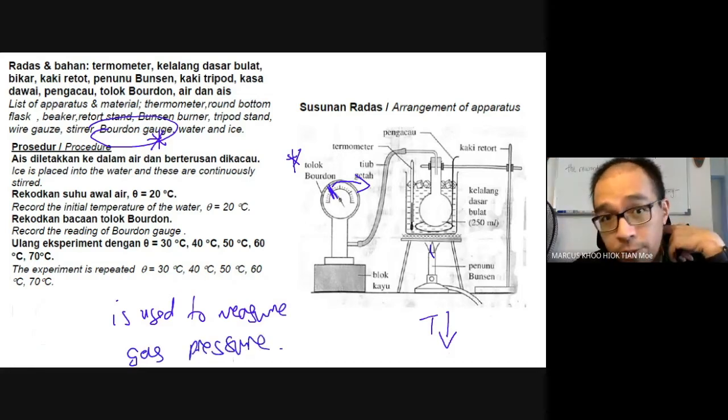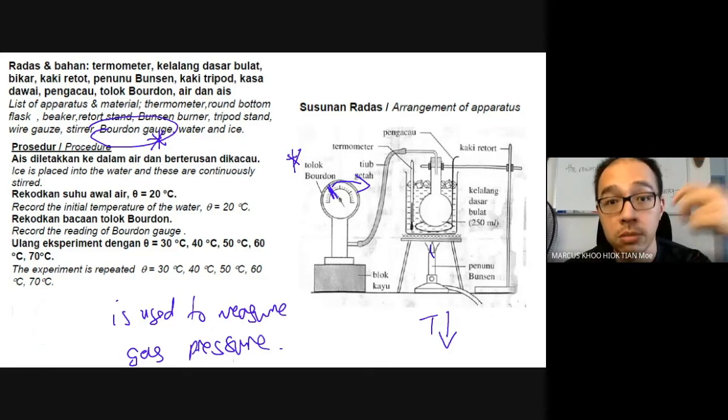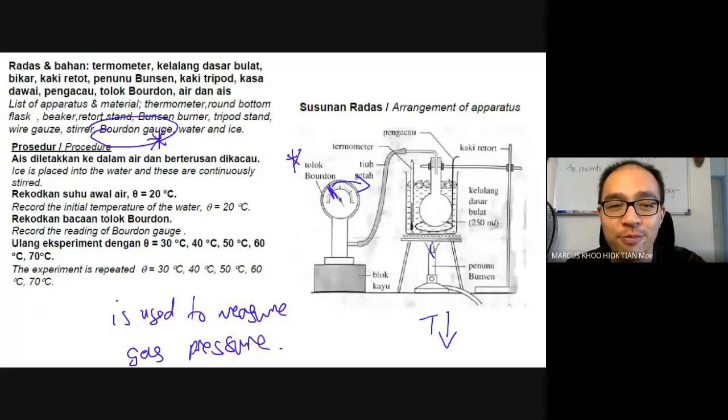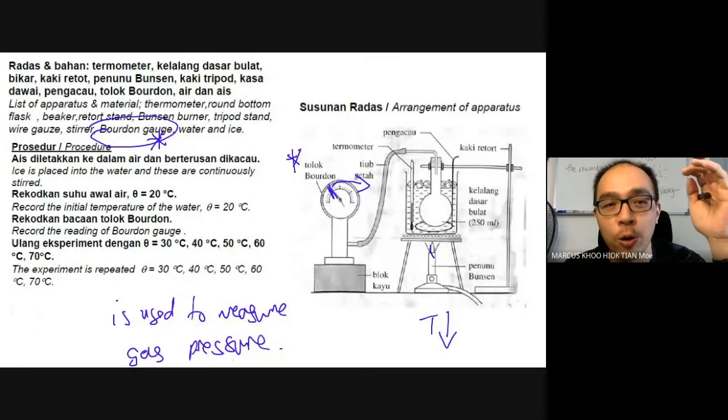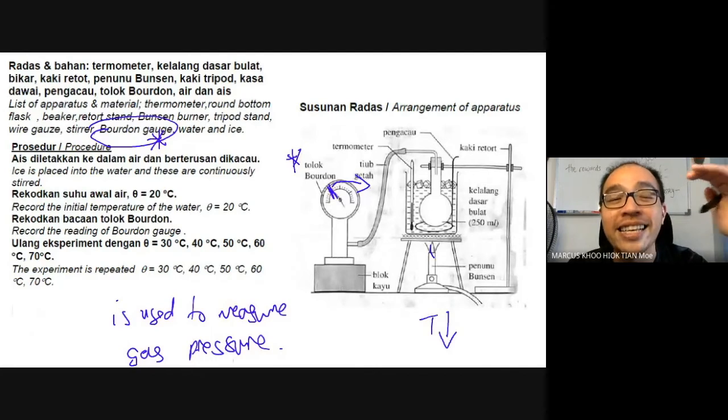Okay, gas or air pressure. Just so that you know, the Bourdon gauge is used to measure the gas pressure. Please pronounce it correctly. It's called a Bourdon gauge. People think it's called a tauge, or gouge. It's not even gouge. Okay, it's gauge.